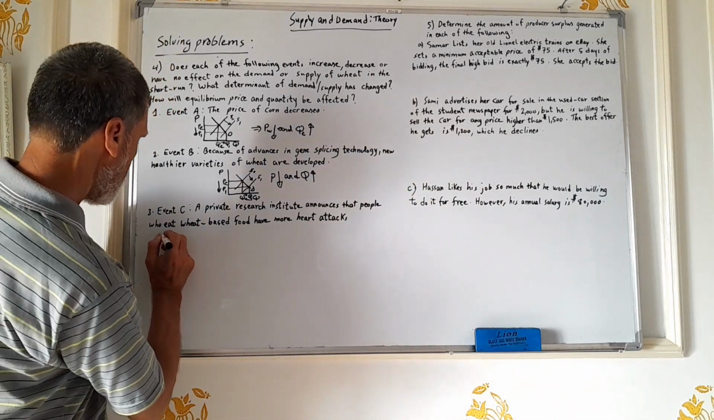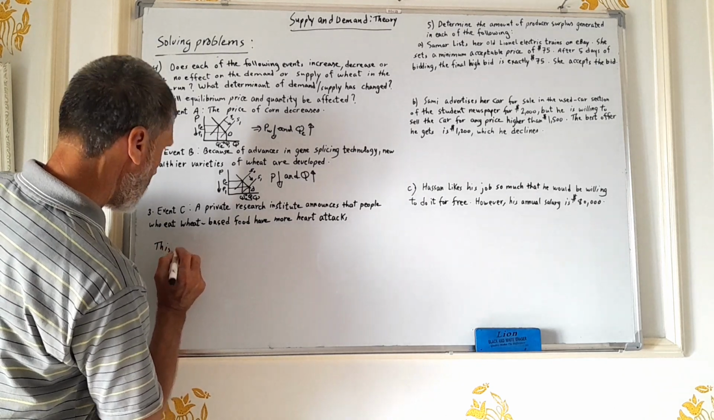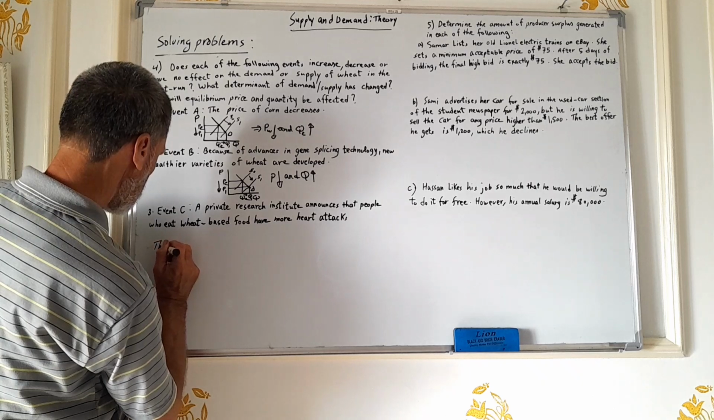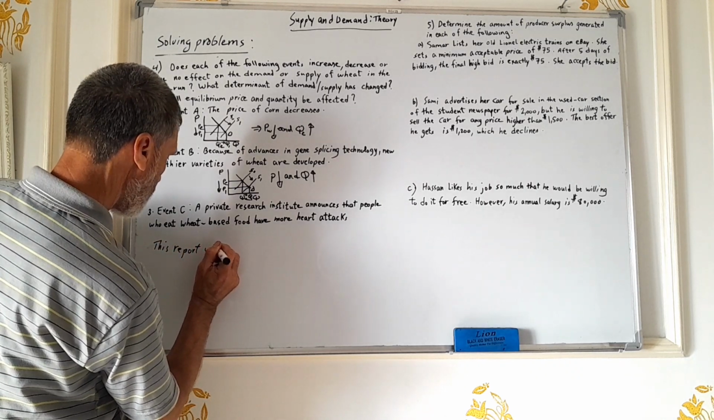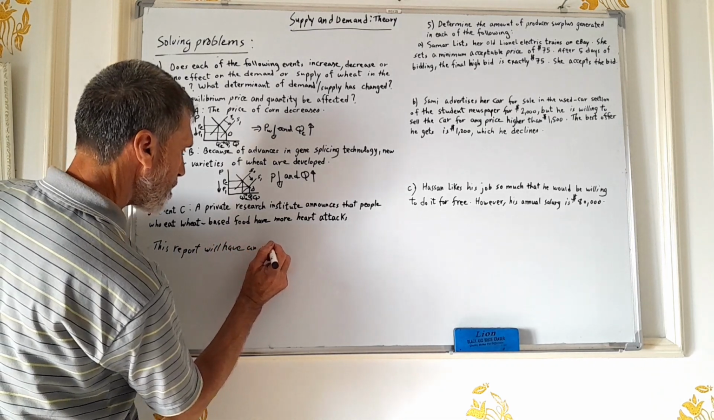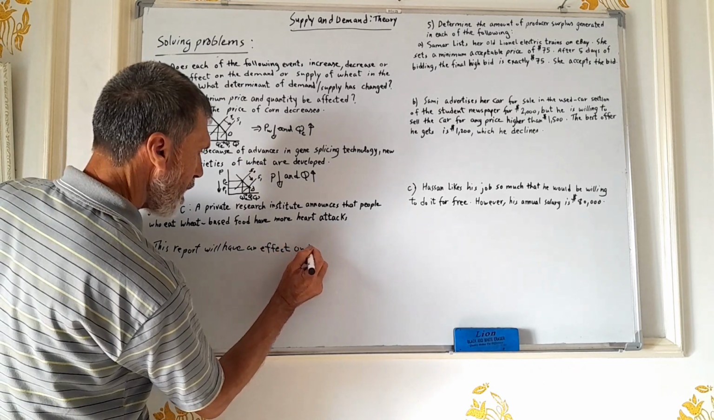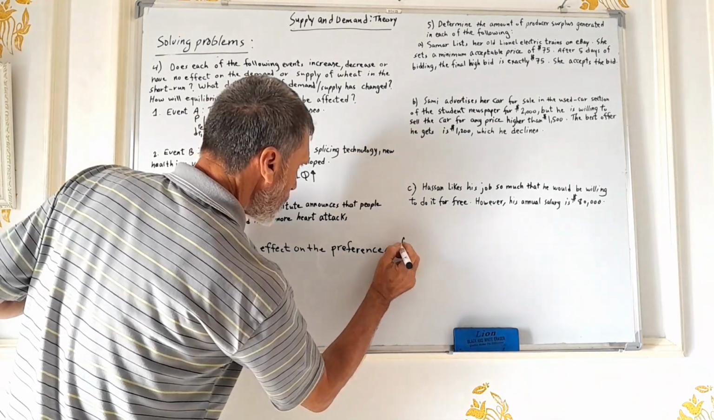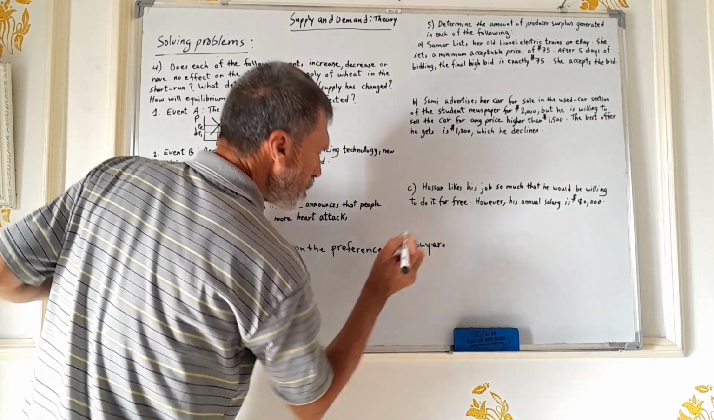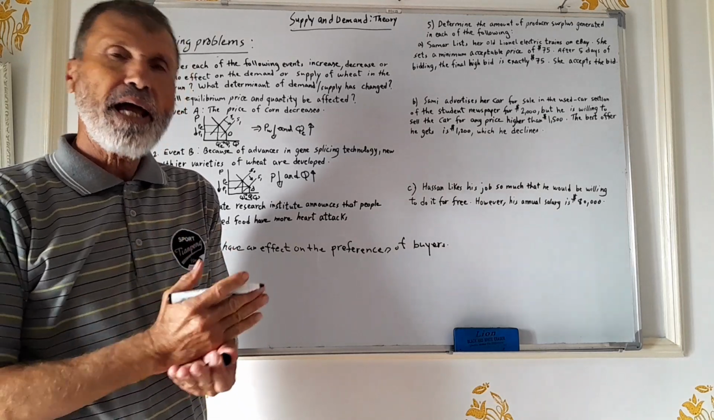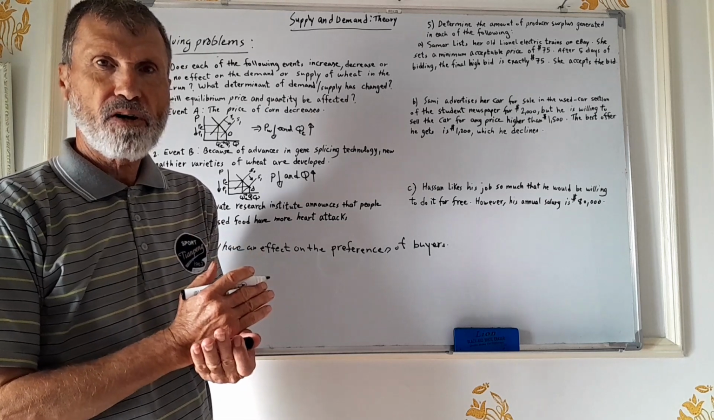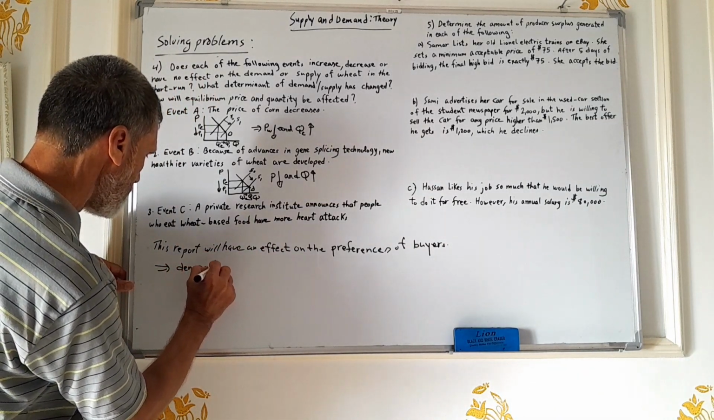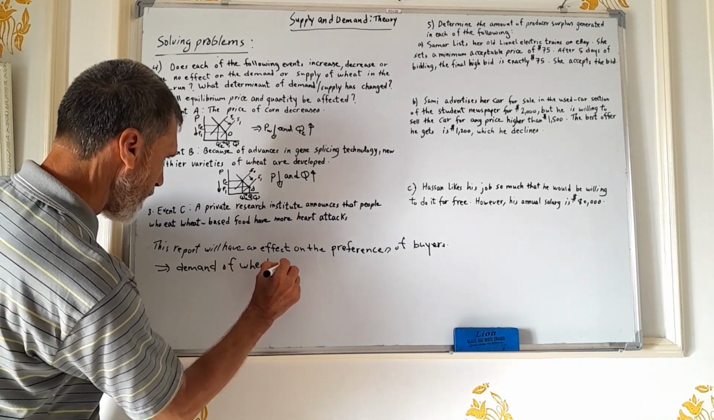This report will have an effect on the preferences of buyers. So what they will do, they will have a preference against purchasing wheat. Therefore, the demand of wheat will shift to the left. So that implies demand of wheat will decrease.